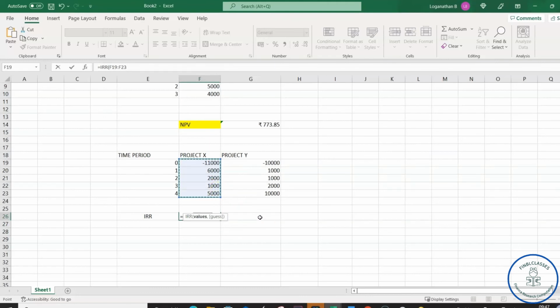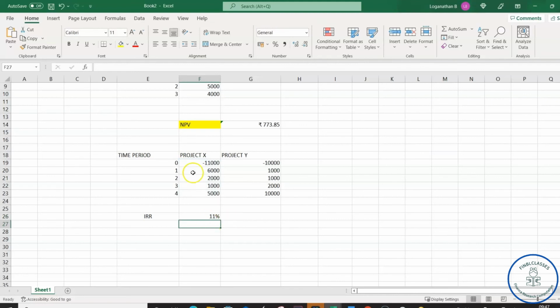Then it will be asking for the guess. Normally you can put minus 90%, or you can type 0. It's an iteration process, so nothing to worry about. You just put 0 or minus 90%, the value will be the same. So I put a 0 over here and close the bracket, because it gives you the approximate return. I press enter, and project X gives the return of 11%, right?